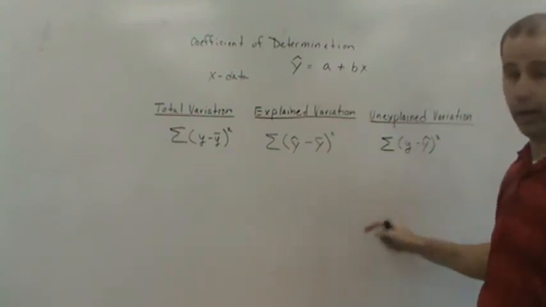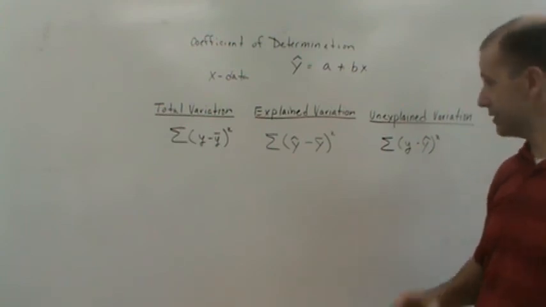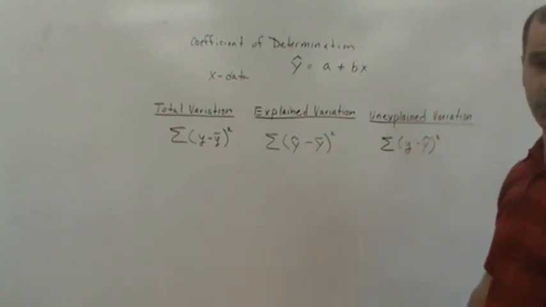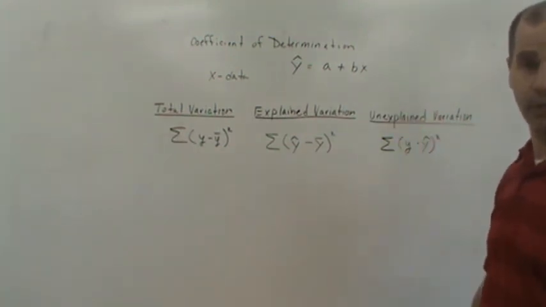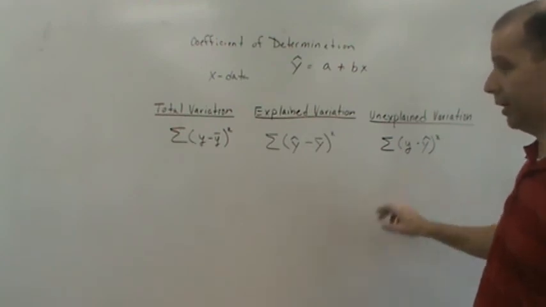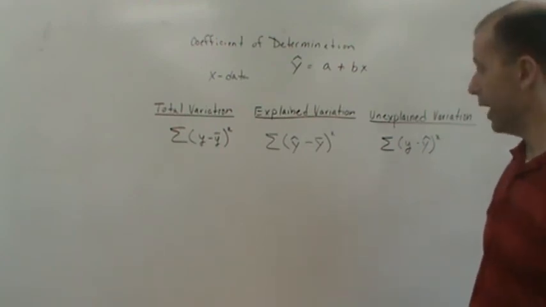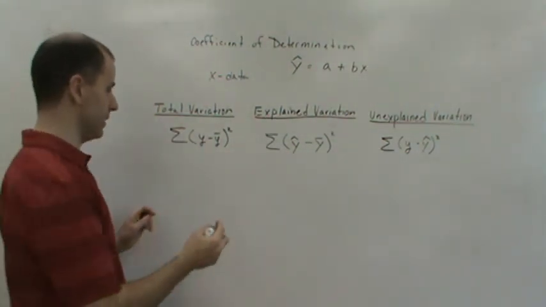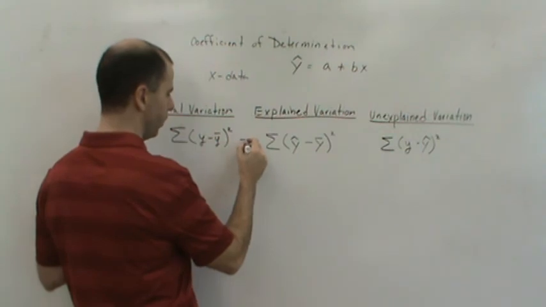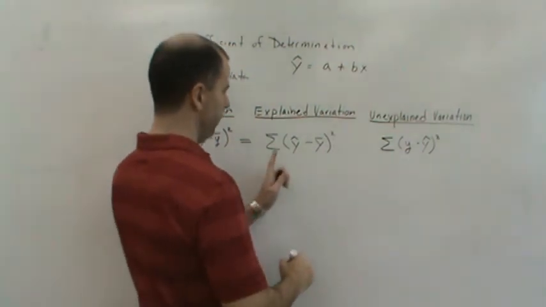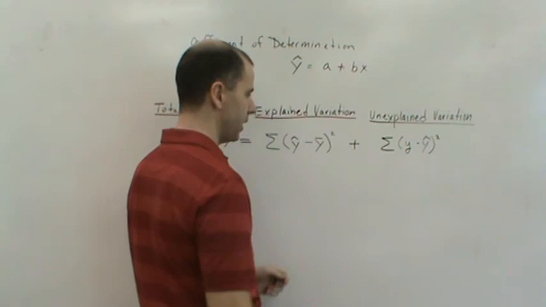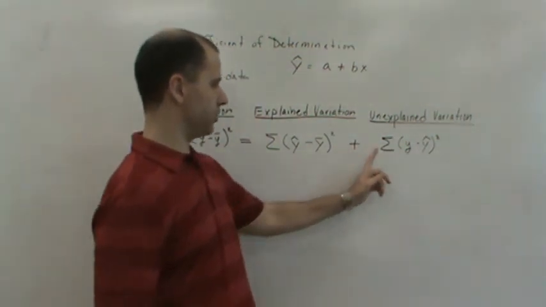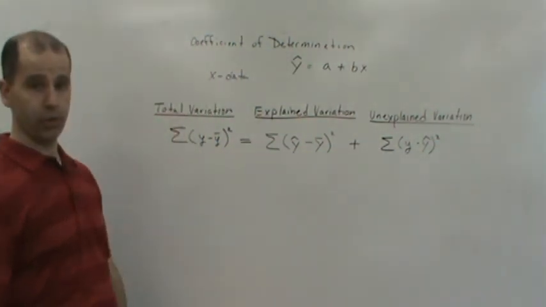This is what we call the error. This is the error part. This is the part that's explained by the model. This is the unexplained part. We don't know where it's coming from. This is error, and we'll talk about error later on. Now, the relationship between these three pieces is this: the total variation will always equal the explained variation plus the unexplained variation. So these two pieces should always add up to the total variation.